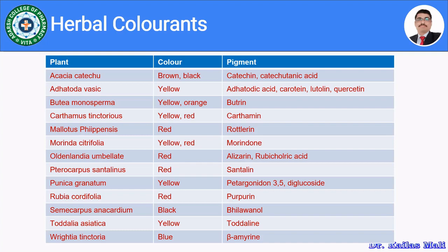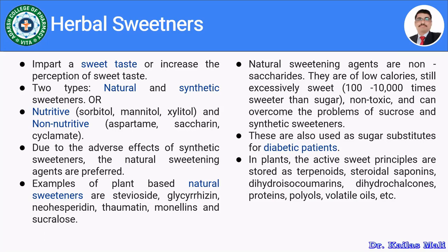So these are some of the few examples of the herbal colorants which are being used in the various pharmaceutical dosage forms. So this is about the colorants. Let us see the next herbal excipient, that is known as the herbal sweeteners. Again, the sweeteners are from the organoleptic additives. They give sweet taste to the various dosage forms like tablets, powders, liquid orals, and so on. So it gives mainly the sweet taste or increases the perception of sweet taste.